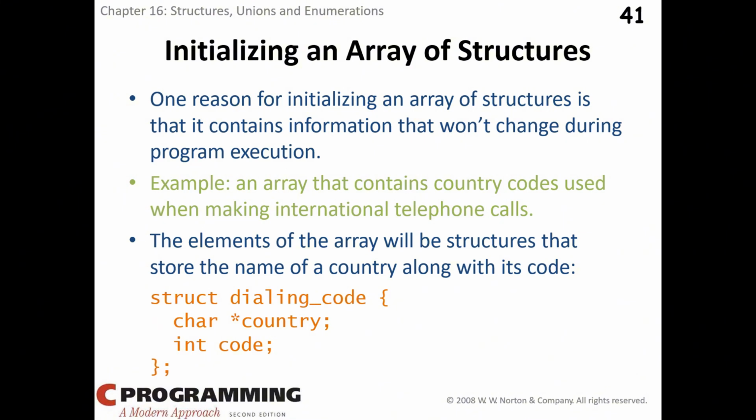Now let's consider the scenario where we need to store country codes for international telephone calls. In this case, the array elements will consist of structures, with each structure storing the name of a country along with its corresponding code. Here at the bottom of our slide, we define a structure named dialing_code to represent each country-code pair. Here, country is a pointer to a string representing the name of the country, and code is an integer storing the corresponding dialing code.